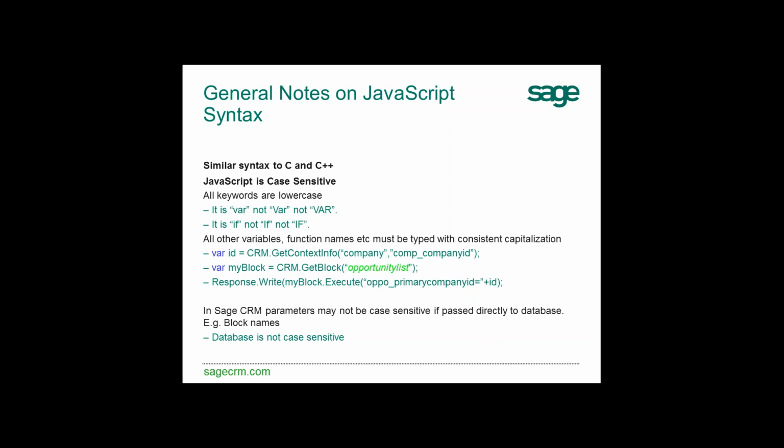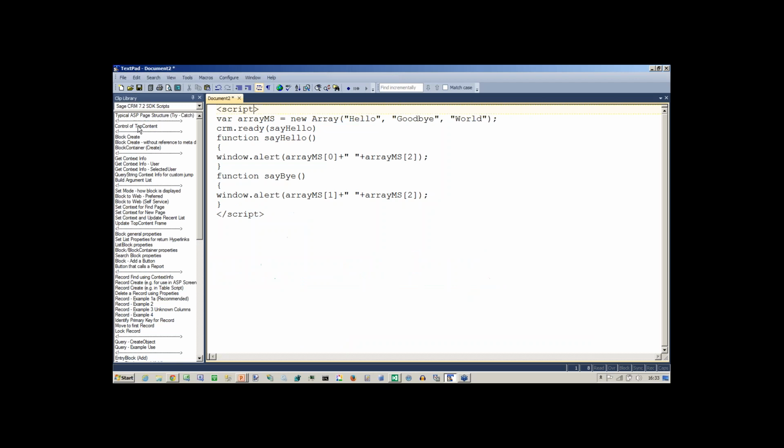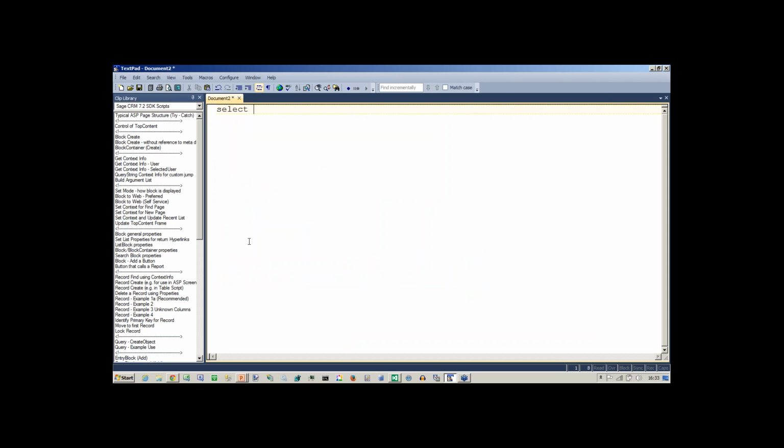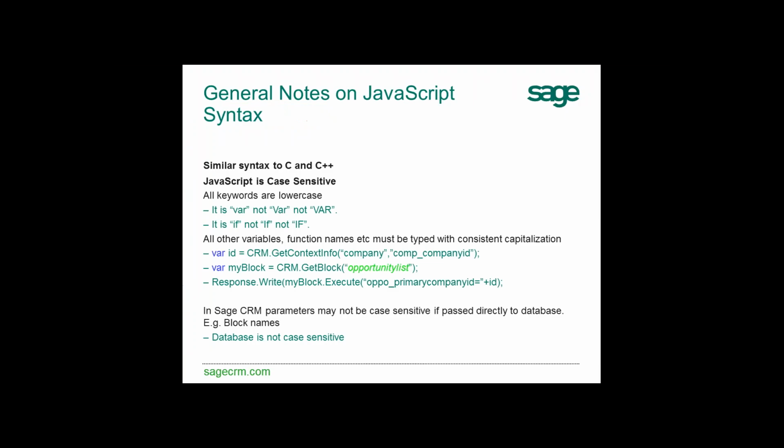And I could have written company in uppercase or company ID in lowercase, and it wouldn't have cared, because of one of the paradoxes. If we think back to what we were doing earlier within the database work, I could write select star from company, or I could write SELECT star FROM COMPANY, and it wouldn't make a jot of difference which way I do it, because the database is not case sensitive, whereas JavaScript is.